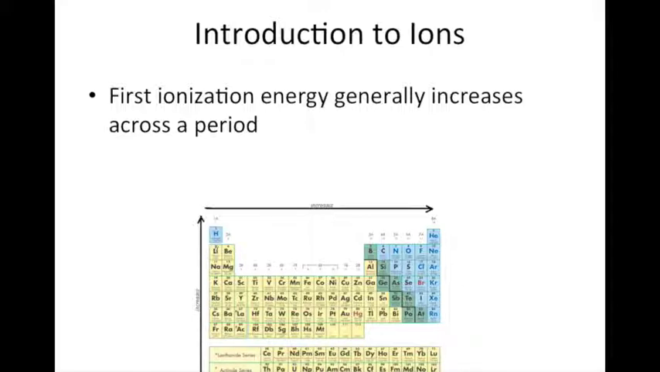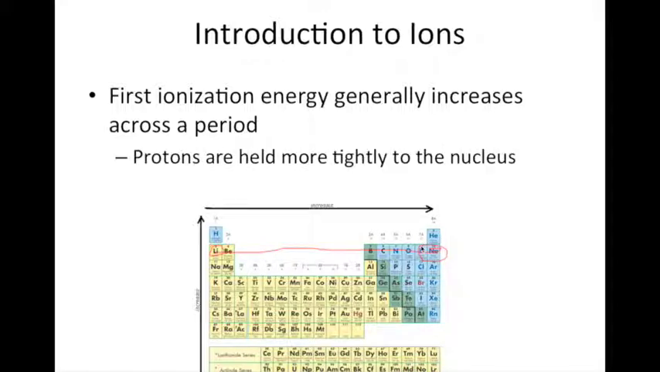So if we start at lithium, beryllium, and go over to boron, oxygen, all the way to neon, it takes more and more energy to remove the first or outermost electron from an atom as we go across. So lithium, it's relatively easy to remove the outermost electron from lithium, but once you get to fluorine or neon, it's much more difficult. That's because as we move across a period, we're adding protons and we're adding electrons.